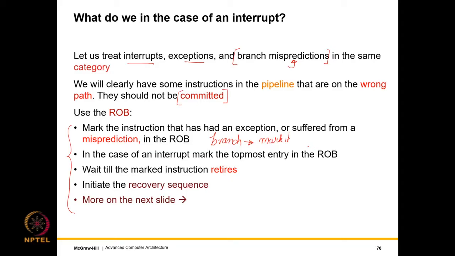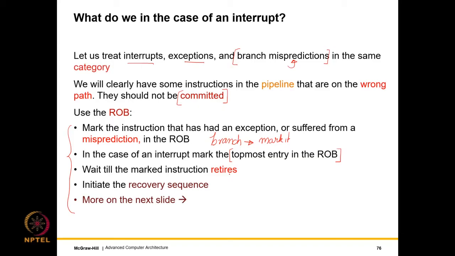So we just mark the instruction, which means that we remember that this instruction was mispredicted and we don't do anything else. We wait for the instruction to reach the head of the ROB, which means we wait for it to become the earliest instruction. In the case of an interrupt, we can mark any instruction that we choose, but if we want the interrupt to be processed as soon as possible, we mark the topmost entry in the ROB, which is also the earliest entry. So that is what we mark.